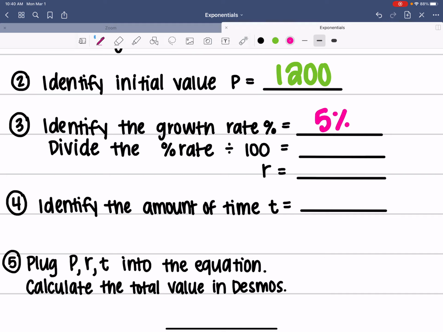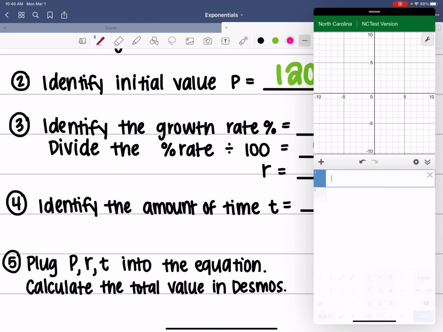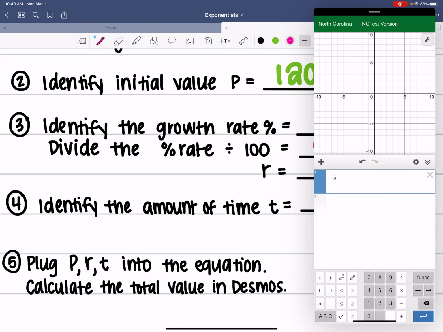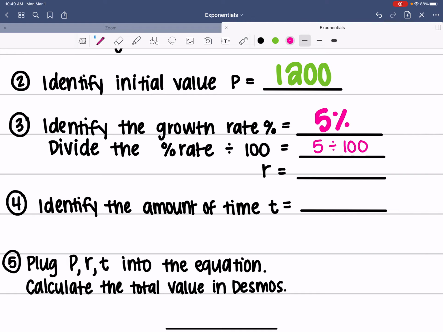So we're going to take 5% and divide it by 100. And that's going to give us our rate as a decimal. So I'm going to pull up Desmos and type in 5 divided by 100. So that is 0.05. So my rate as a decimal is 0.05.